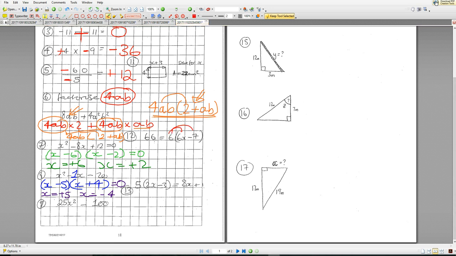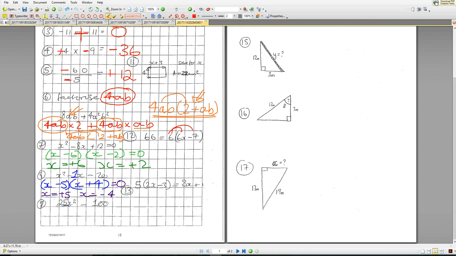Thank you. So question number 9 next. 25x squared. This is called the difference of two squares. So that is really, oops. Okay, right. Oh, something's gone wrong here. My pen's not responding.